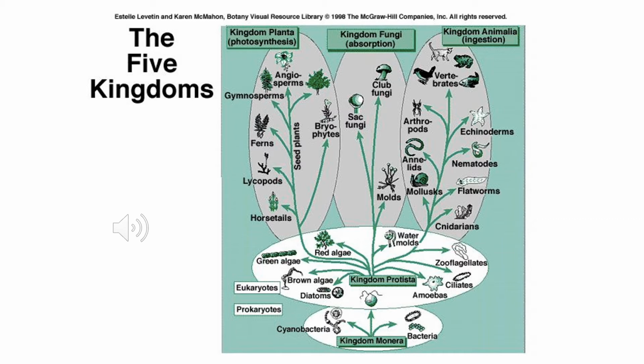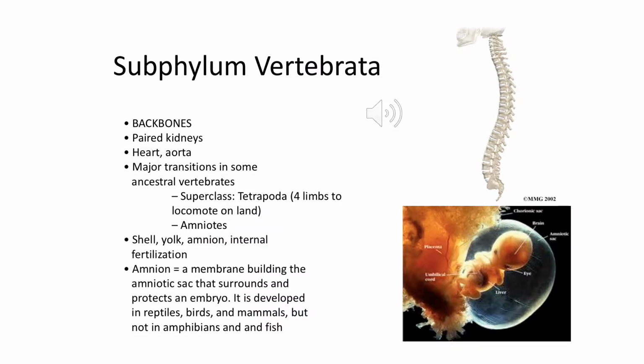We have obviously our plants, so if you guys have any house plants or plants in your garden. We have our fungi, which are our mushrooms and molds. And then of course Animalia, which is the kingdom that all of our primates fit into, and all of our animals are going to be part of the Animalia kingdom. So the next stop on our classification is our phyla.